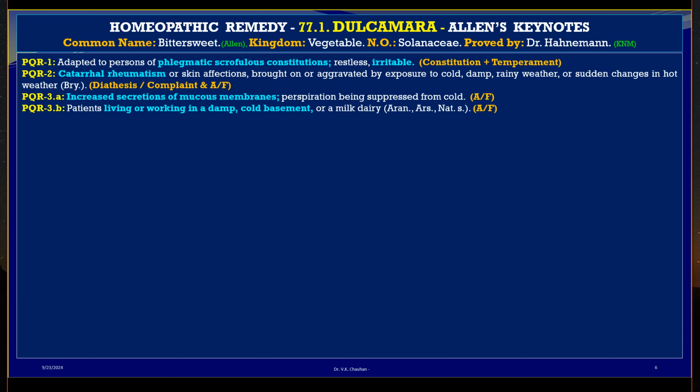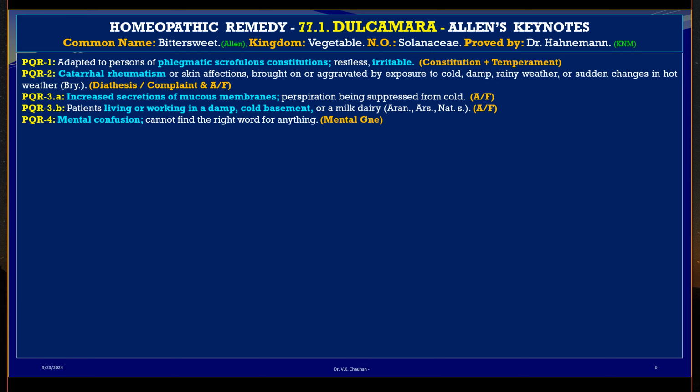PQR3B tells us of the patient living or working in a damp, cold basement or milk dairy. So this is the environmental factor which is acting as an exciting or triggering cause. Whatever happens thereafter, it is causation specific, and this kind of prescription can be carried out for Dulcamara.